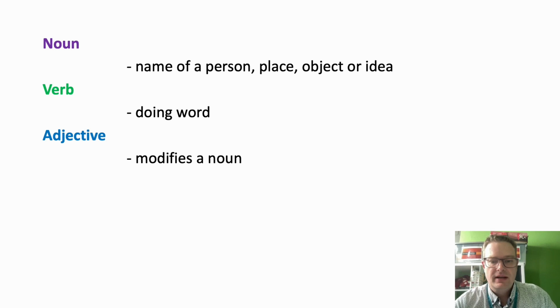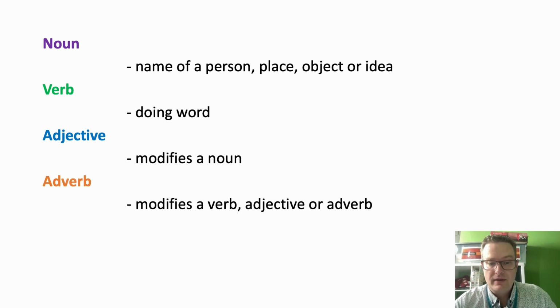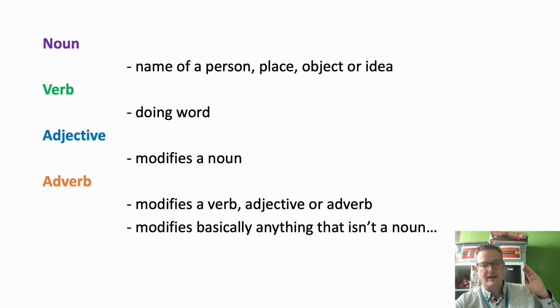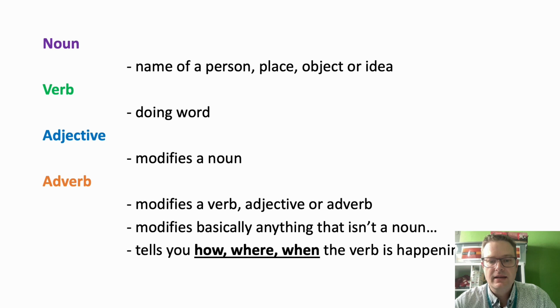An adjective is something that modifies a noun. An adverb modifies a verb or an adjective, or an adverb basically modifies anything else that's not a noun. And a key thing that we're going to talk about with adverbs through the whole of syntax is an adverb tells you how, where, or when the verb is happening. That last definition there, remember that because this is going to come up a bunch of times. Alrighty, so we're good with that. That's good.